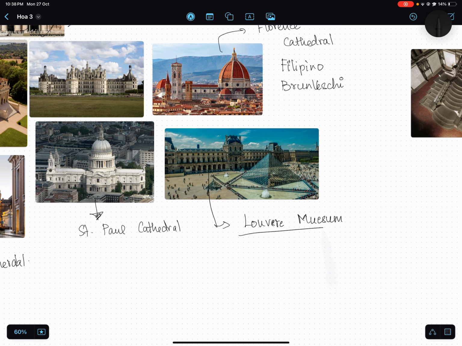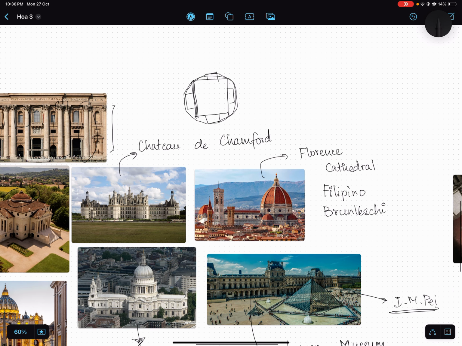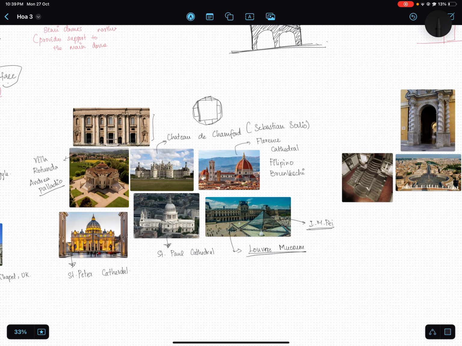So yes, Louvre Museum was a Renaissance architecture. This glass pyramid was later added by I. M. Pei, so don't get confused. And then this is Chateau de Chambord, and this was done by Sebastian Serlio. So that's about Renaissance architecture.